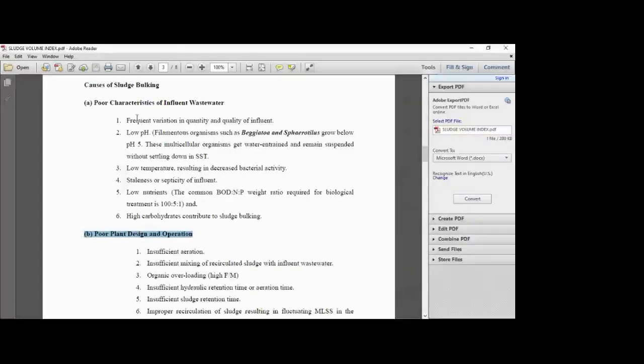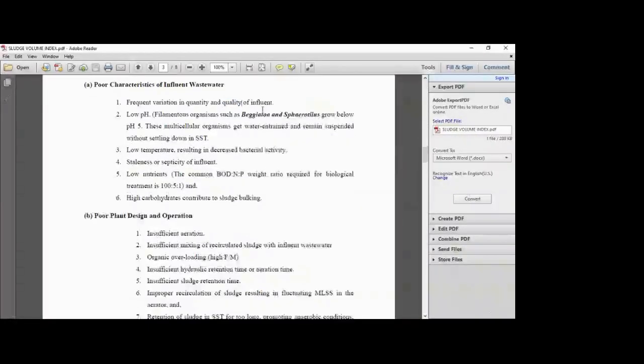So what are the poor characteristics? Frequent variation in the quantity and the quality of the influent, right? There is no uniformity in the quantity of the pollutant reaching the STP, and also no uniformity in the quality of the pollutant reaching the STP. If so, you'll be getting this sludge bulking. Many times it may happen that some chemical industry has put some chemical into the wastewater, the pH gets reduced, and below pH 5 some filamentous organisms such as Beggiatoa and Parallotis get generated, and these microorganisms are filamentous in nature.